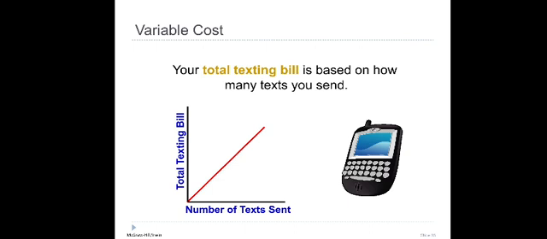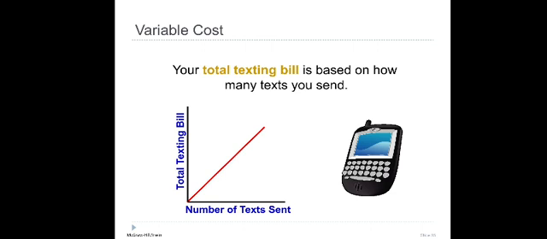Two texts, you will be charged 60 cents. Three texts, you have to pay 90 cents. So that is an example of daily life variable cost. If you have a manufacturing business, an example of variable cost is the direct material cost.